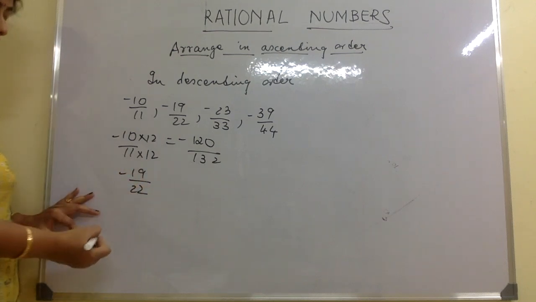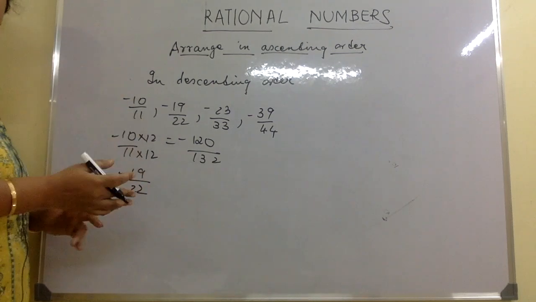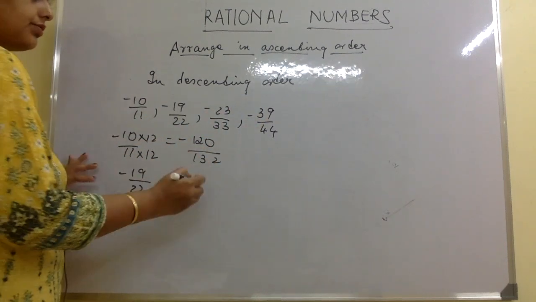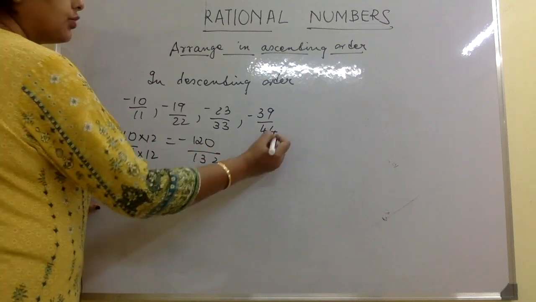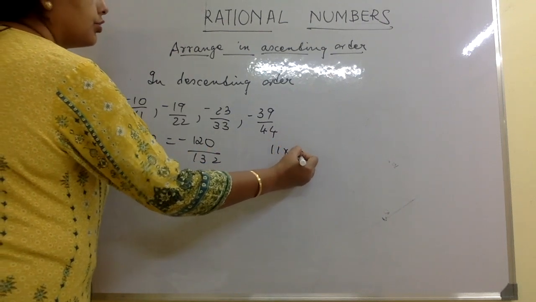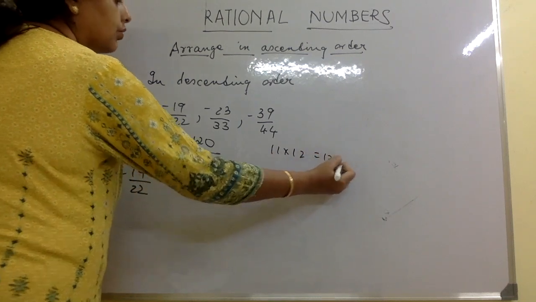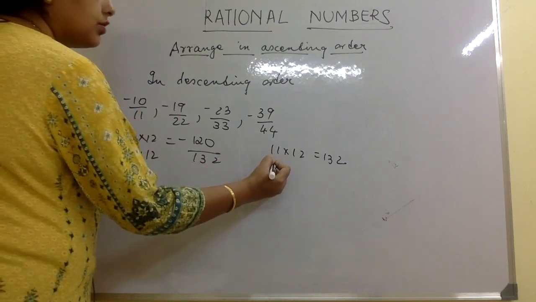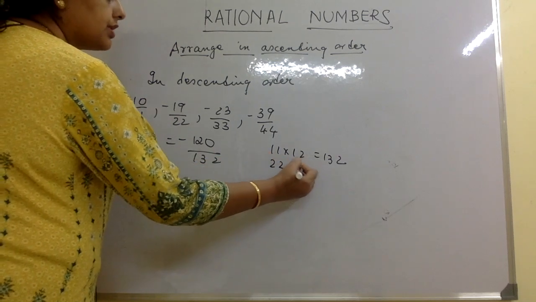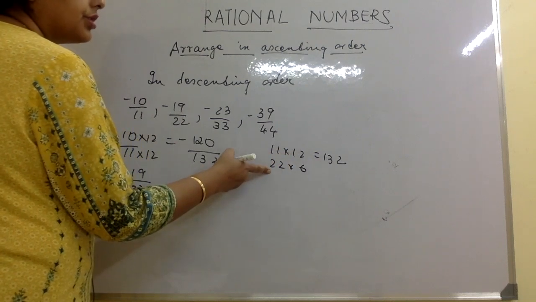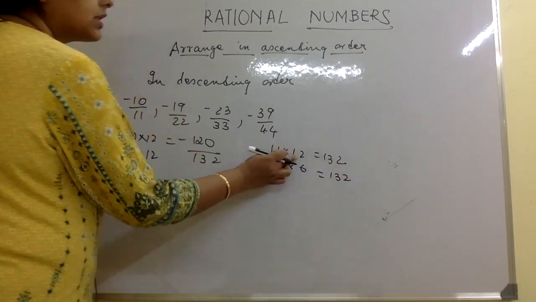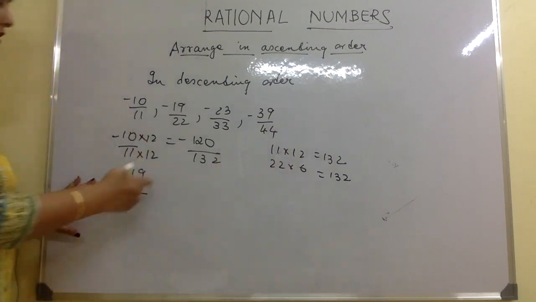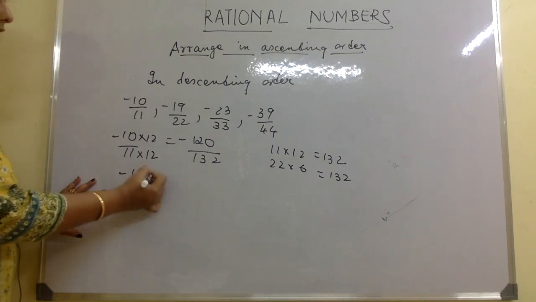Minus 19 by 22. Now here, don't start dividing again, 132 divided by 22. Don't do all that. That really makes your job very, very tough. What we can do is 11 into 12 is 132. We have this in mind. Now we have a 22 here. Let's convert this to 22. Can we write it as 22 into 6? I've taken a 2 from here and put it here. That is 132. This was 6 into 2, right? That 2 I gave to the 11. So it is now 22 into 6. So now into 6 into 6.